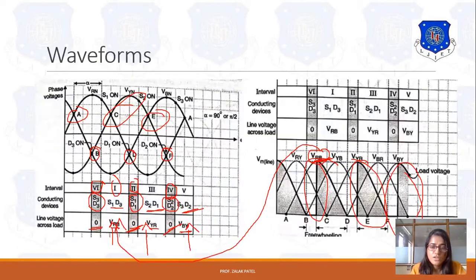Now based on this 3-pulse operation we will see some examples related to it in the next lecture.